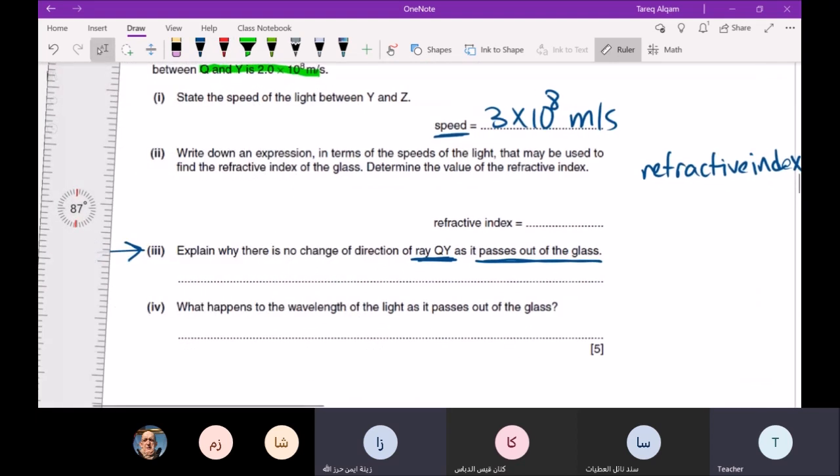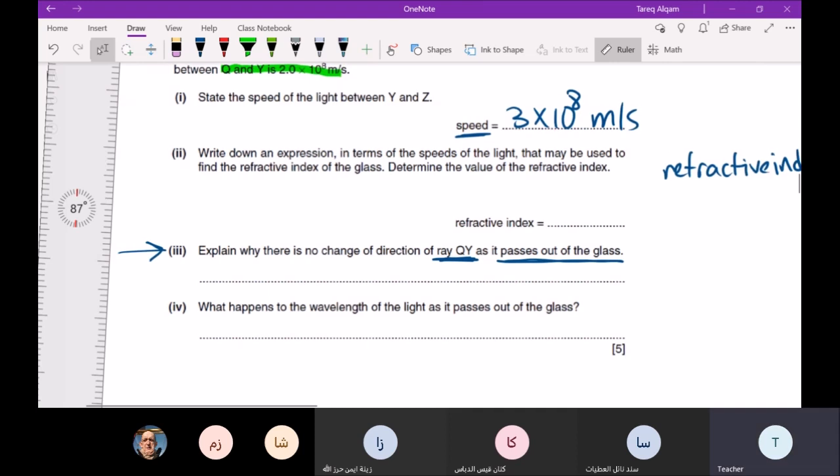Of course the wavelength will increase. Why? Because the light goes from glass to air. Pay attention, please. From glass to air the speed increases, right? So the wavelength increases as well. Any question, guys?